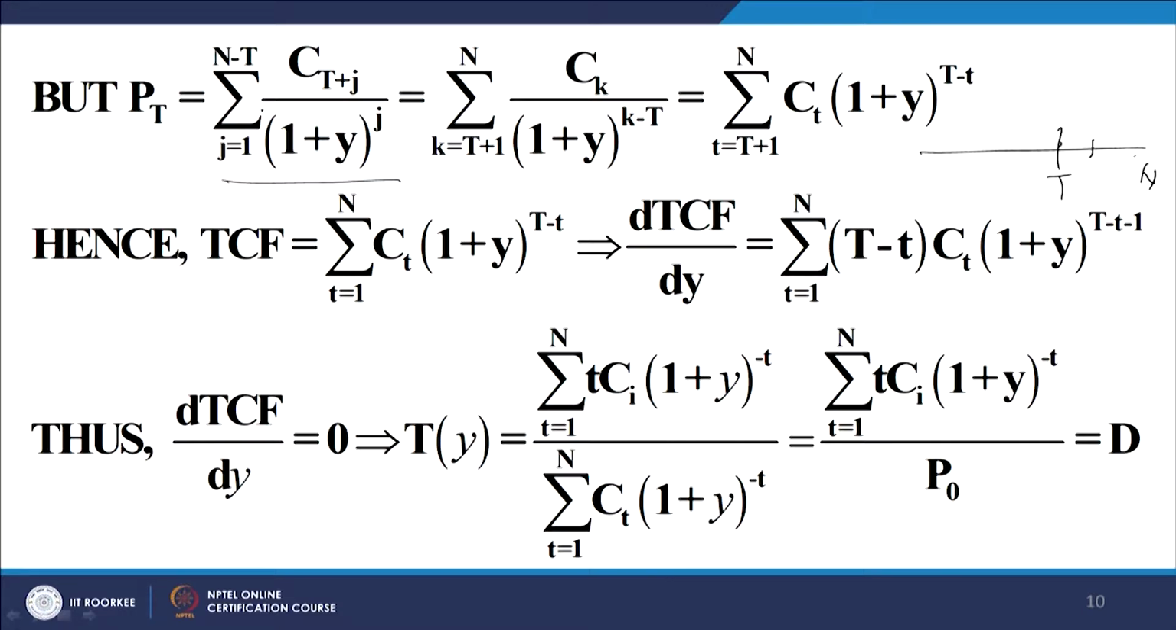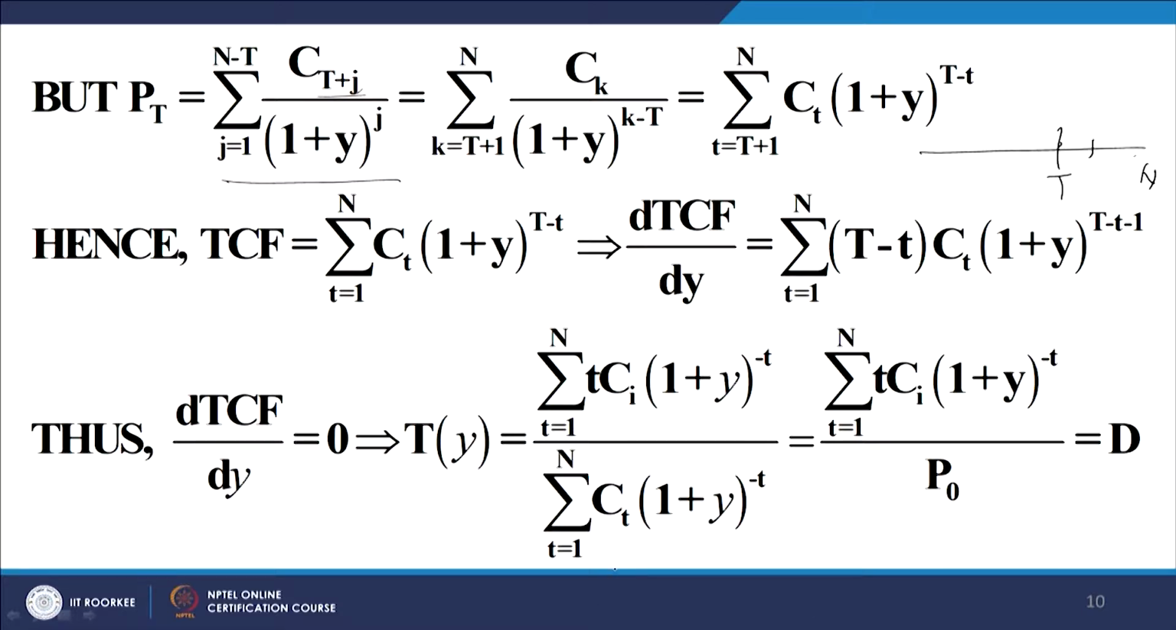If I change the summation index from j equal to 1 to N minus T, I want to use N here. So, what I do is T plus 1 to N, that is what I do, and instead of T plus j, I will use this expression, which is now k, and j now becomes k minus t, and this becomes this expression. Similarly, simply replacing k by small t.